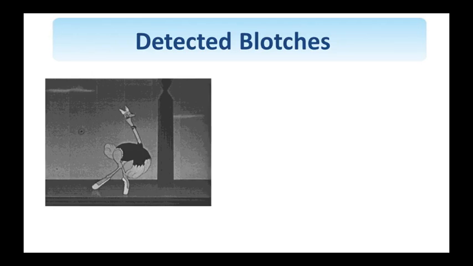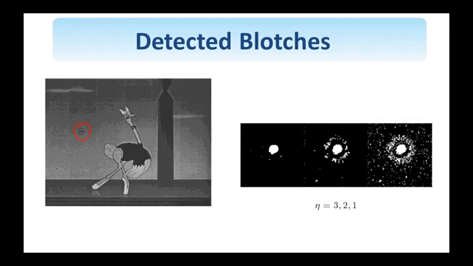So here is a frame of the Fantasia video. Here is the blotch or the artifact that we want to pull out, and according to the algorithm that I just described, here is the detected blotch for the three values of the parameter eta that is utilized to set the threshold based on which the binary mask is created.